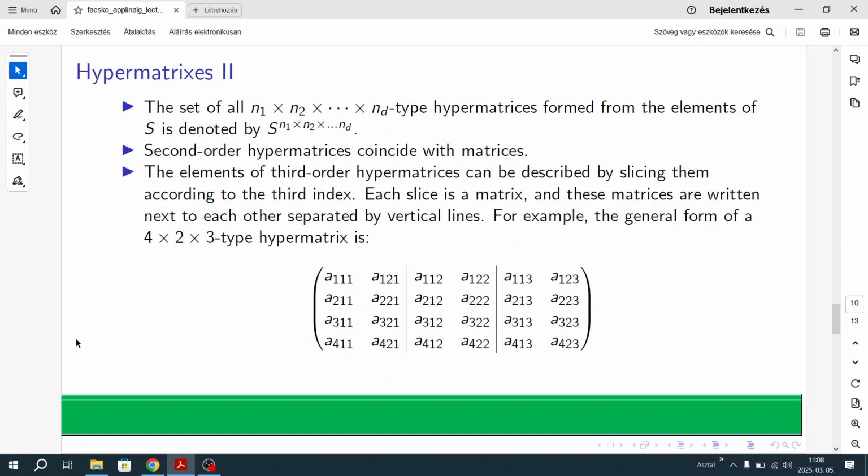The elements of these hypermatrices are nothing more than just the indexes. I will give you an example tomorrow. If you go back to second order, I mean two dimensions, that's just a matrix, nothing more. However, you have problems. The problem is the following. You have a three-dimensional matrix, you have a paper, and you have to do operations with it.